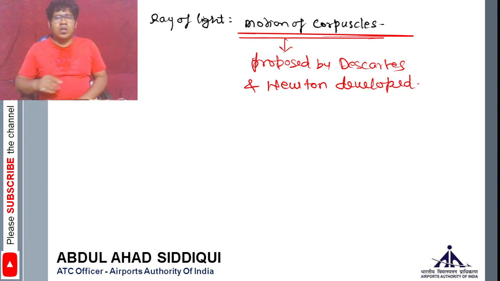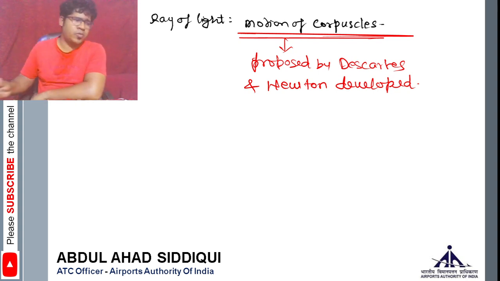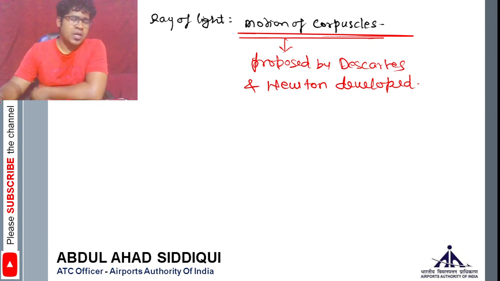Okay, so this was the theory proposed by Descartes, and Newton developed it. Okay, let us move to the next concept. What is the ray of light? Now the concept is, when a ray of light travels, there is some image formation, right? So sometimes you can say there is some real image.